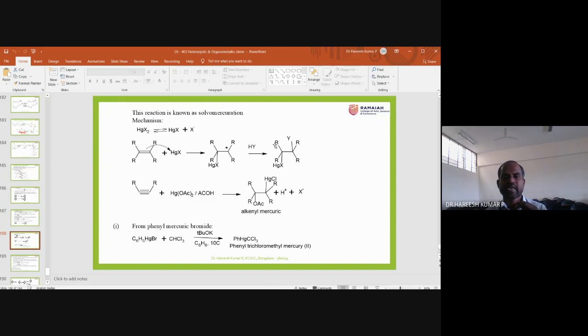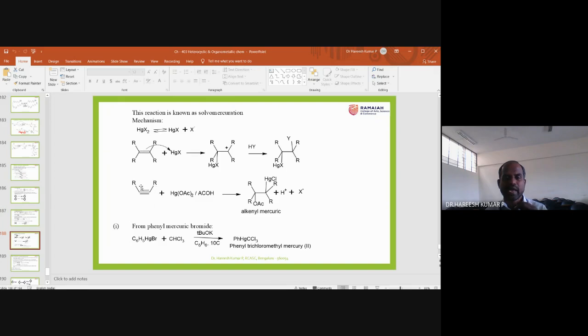So here I am explaining the mechanism. Initially HgX will be in equilibrium with Hg plus and X minus. Here Hg plus is cationic, meaning electron deficient, an electrophile. X minus is a nucleophile. What will happen? The bond pair present on the alkene will react with Hg plus X. That is how a bond is formed and a positive charge develops. This is attacked by Y minus, which is the solvent part. That is how the product is obtained.